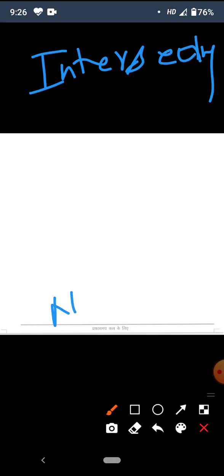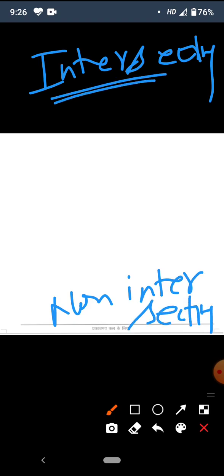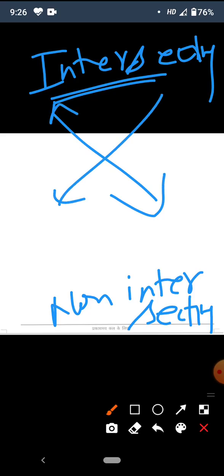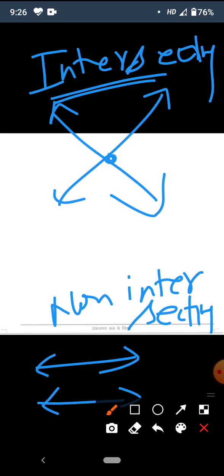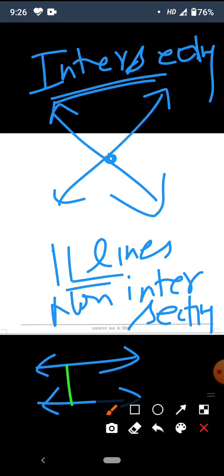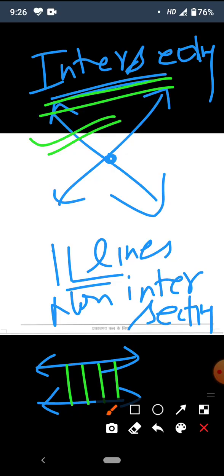After this there are two things: intersecting lines and non-intersecting lines. Non-intersecting lines will not meet and intersecting lines will meet. For example, I am drawing these two lines, and you can see that these intersect at a point, but when we draw two parallel lines, these are non-intersecting. Non-intersecting lines are also known as parallel lines. The perpendicular distance between two parallel lines is always equal. So two lines are said to be intersecting if they meet at a point, and non-intersecting if the perpendicular distance between the two lines is the same.